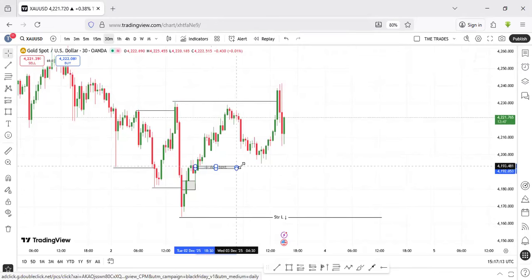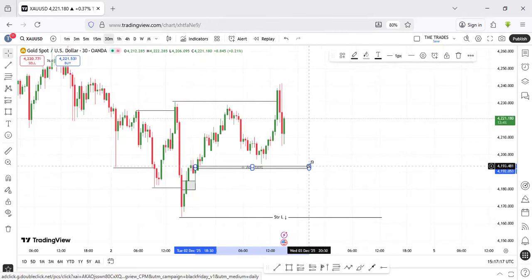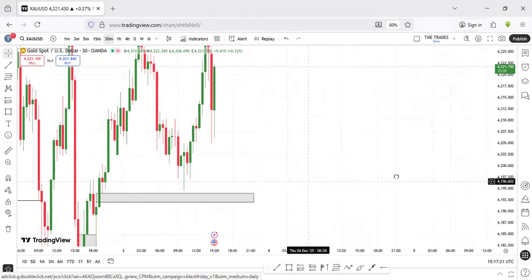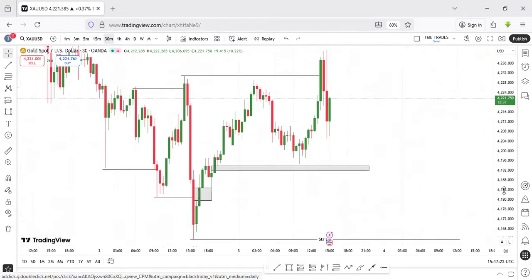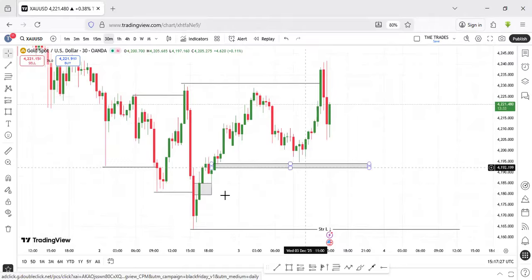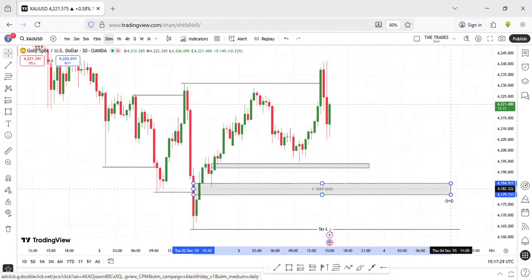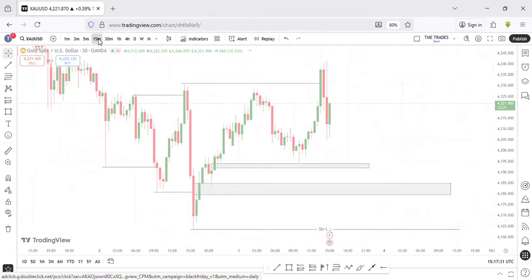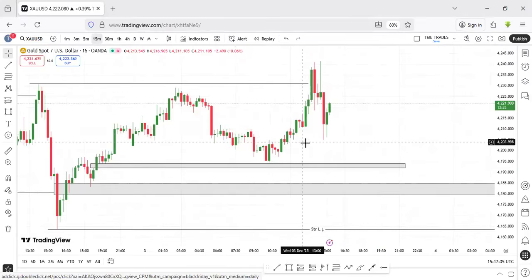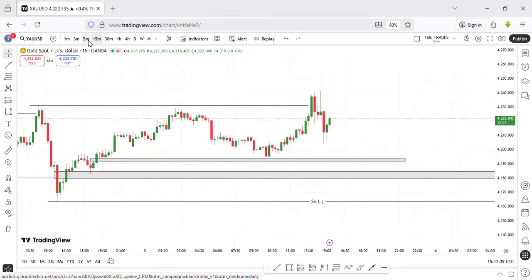Okay, let's see this. The market did not fill that gap very well. So let's see. Okay, they didn't fill it. So we could be seeing the market coming to fill this particular gap, right? And this particular one. So having seen this, let's go to 30 minutes to see what the market is currently doing. Now, okay, let's go to 5 minutes.